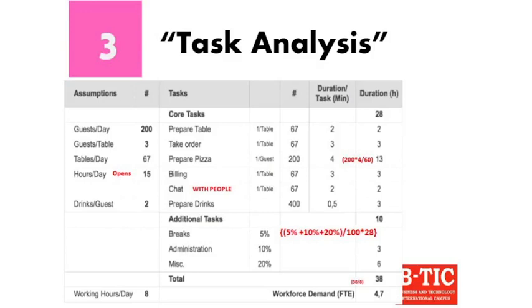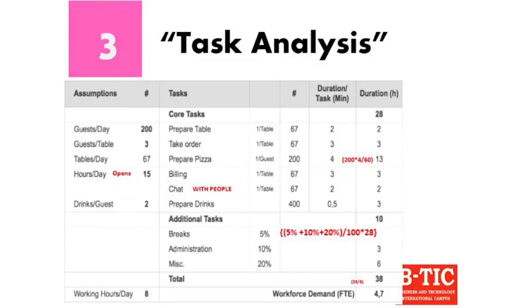Based on this, we can calculate how many man hours we need to work daily to serve this number of customers with this food, and we can analyze how many people we need to recruit to execute this. So the core task, preparation of tables, would take about 2 hours: 67 tables multiplied by 2 minutes for each table to prepare. So that is 2 hours. And to take orders, that is about 3 hours: 67 tables times 3 minutes. And preparation of pizza. This time we're going to make 200 pizzas. So 1 pizza would take 4 minutes to make. So it is about 13 hours altogether.